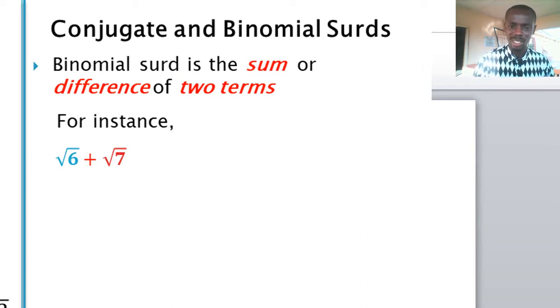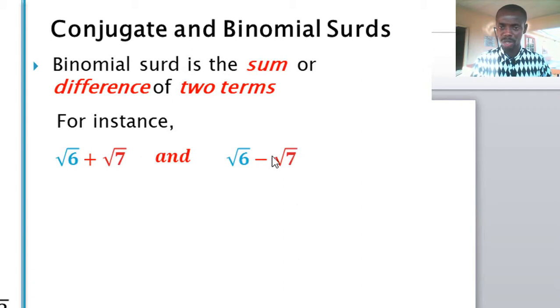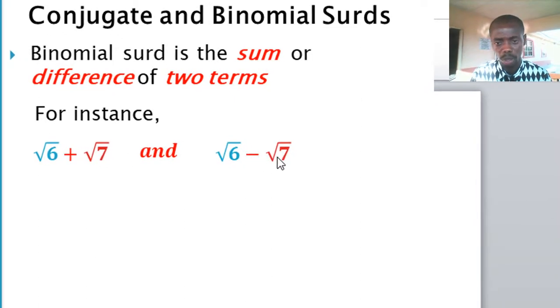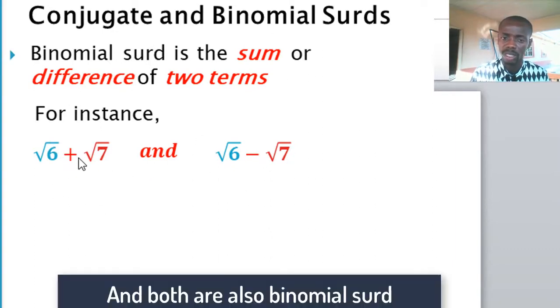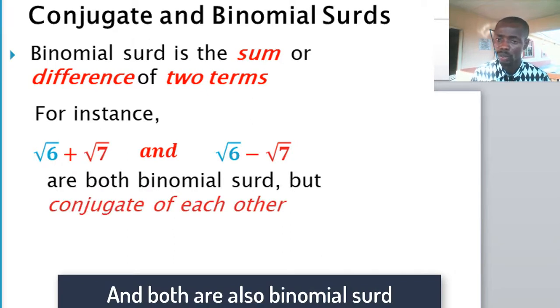Now, what is the conjugate of root 6 plus root 7? The conjugate of root 6 plus root 7 is root 6 minus root 7. Let me say that again. Root 6 plus root 7 is a binomial surd. The conjugate of this is root 6 minus root 7, or vice versa. So this is the conjugate of this, or this is the conjugate of this.